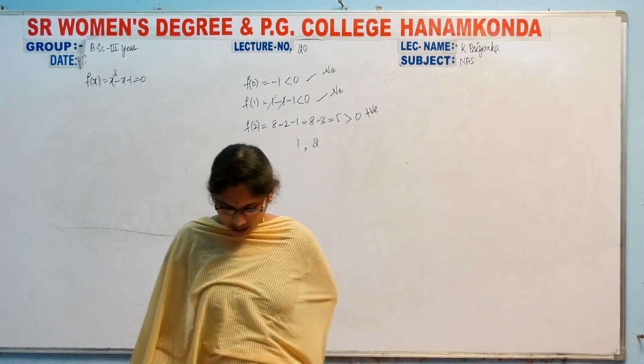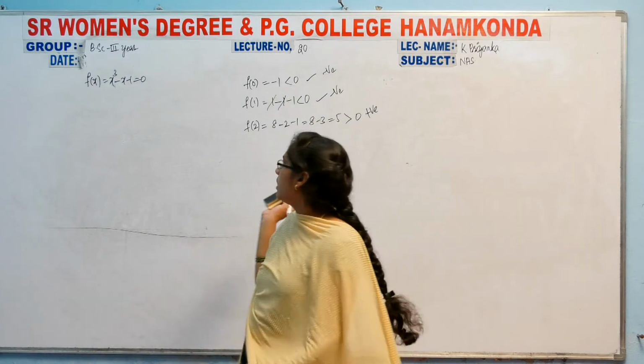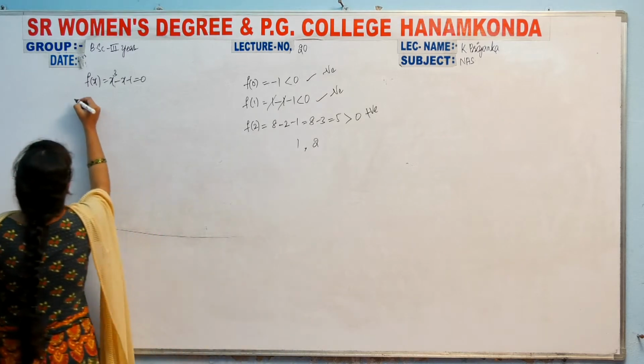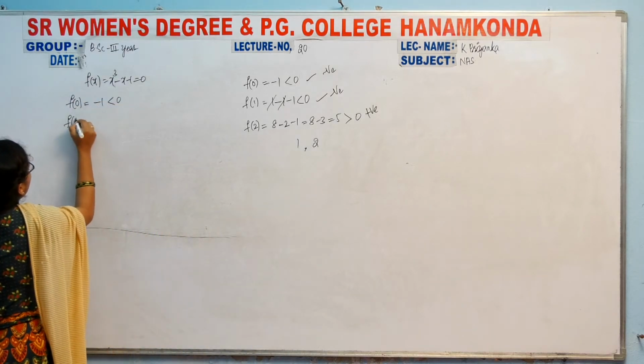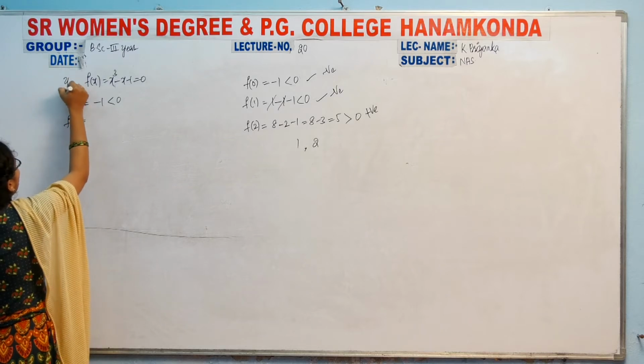So now write down directly: f of 0 is minus 1, less than 0. F of 1 is, consider first of all it is y.